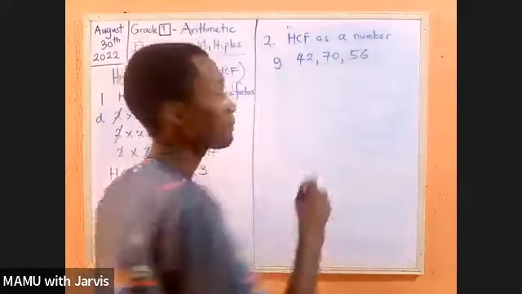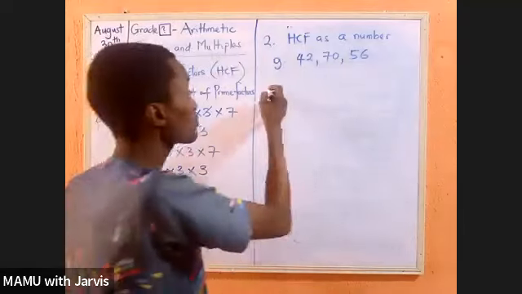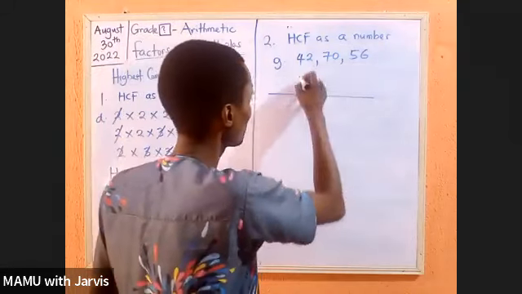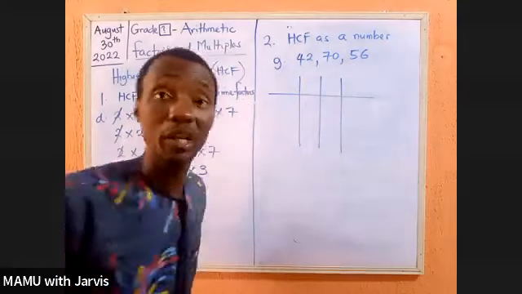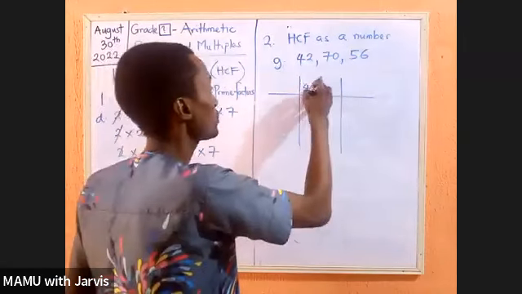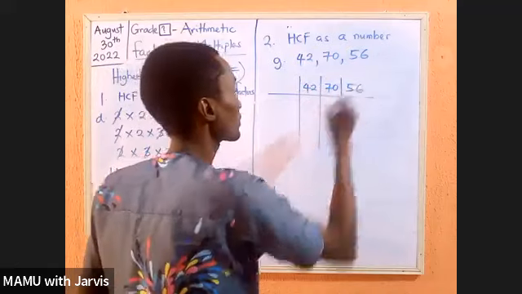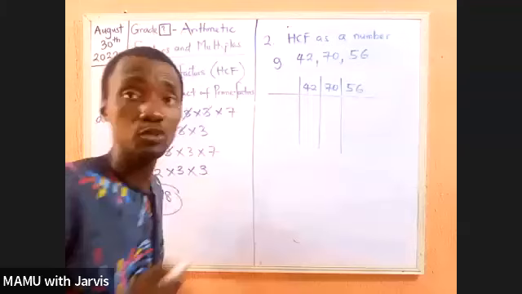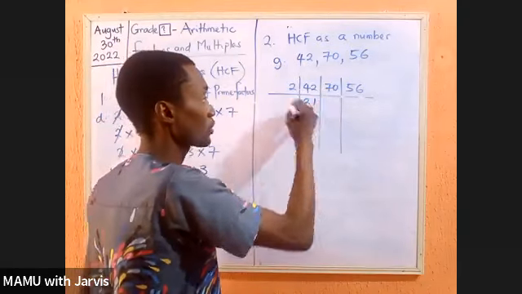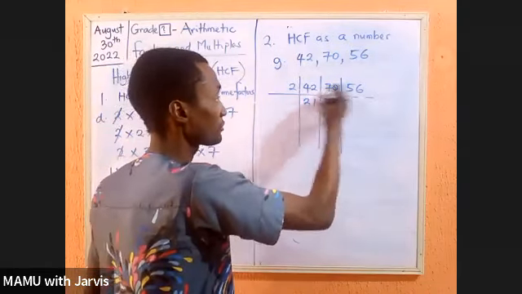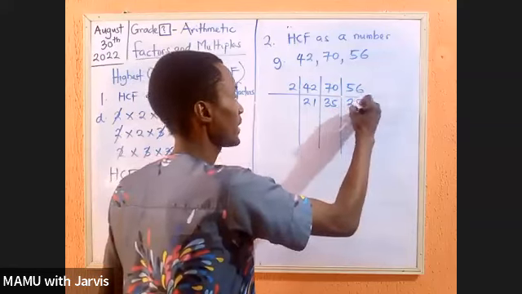Whichever method you want to use, I'll use method 2. If you like, you can use method 1. It doesn't matter. 42, 70, and 56. The first thing I observe is that they're all even numbers. So 2 will divide this: 21, 35, and 28.